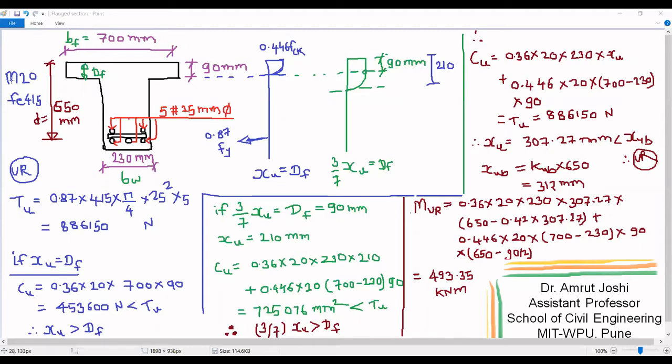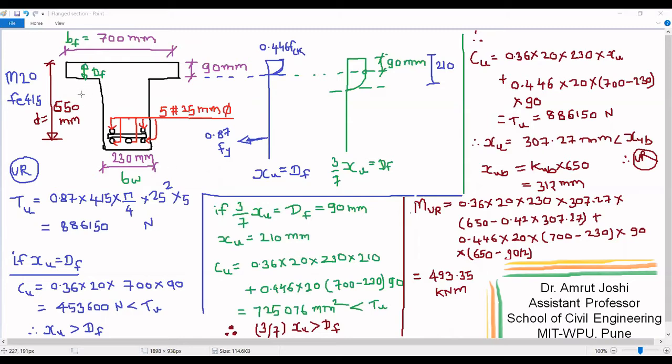So we have to analyze a flange section which has width of flange BF equal to 700 mm, depth of flange DF equal to 90 mm, effective depth of 650 mm, width of web, that is width of this beam, equal to 230 mm, and it is reinforced with 5 bars of 25 mm diameter on the tension side. Let us say the grade of concrete is M20 and grade of steel is Fe415. We need to find out the moment of resistance of this cross section.